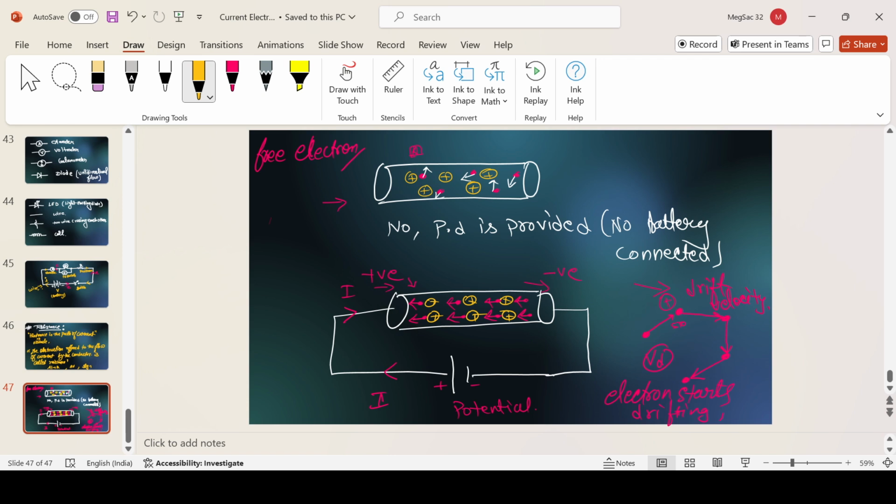During this their speed increases. When they move from negative to positive in the same direction, their speed will increase. But during the movement they collide with the fixed positive ions and lose some of their kinetic energy, due to which their speed decreases.